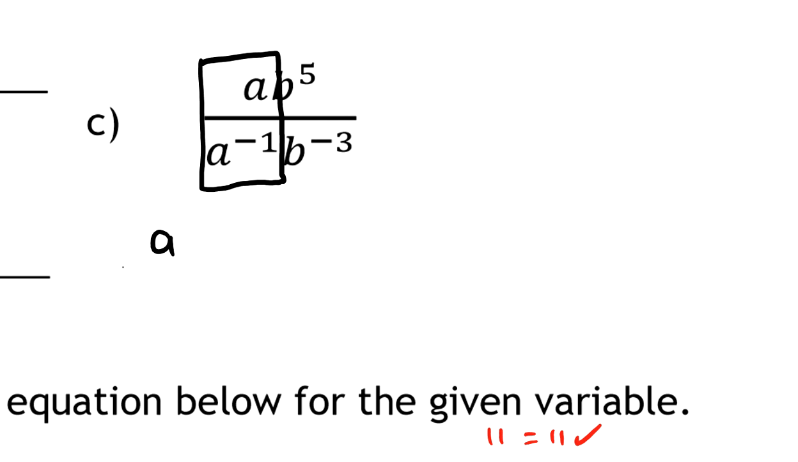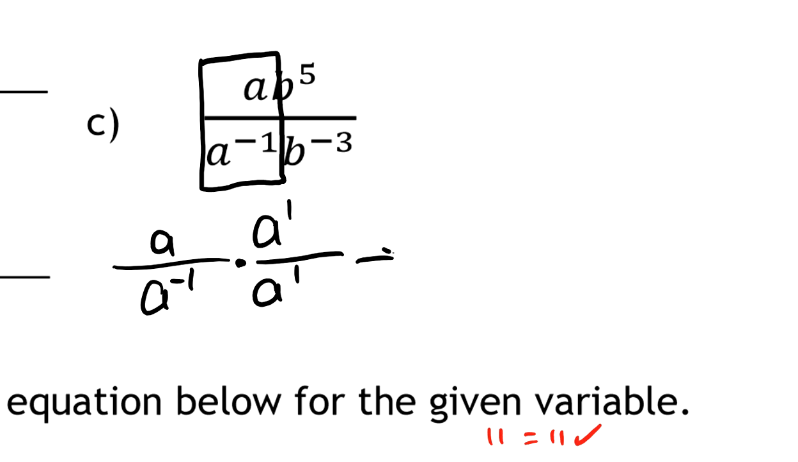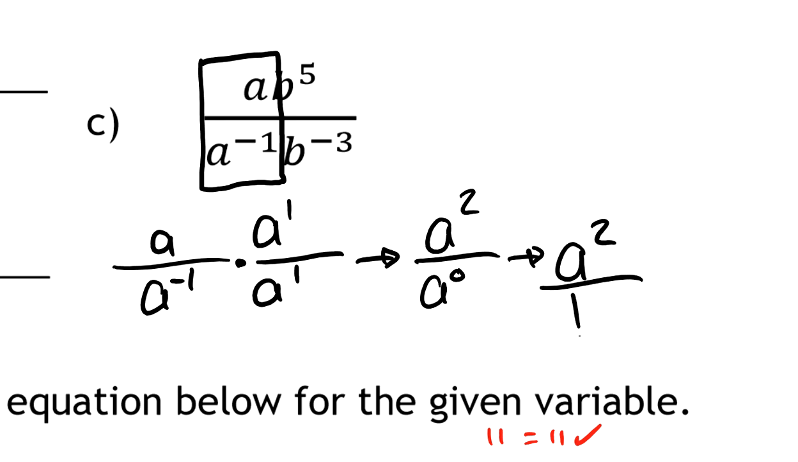So if I'm looking at this a over a to the negative 1, what I'm going to do is multiply this denominator by a to the first, and then I have to put an a to the first up in the numerator as well. So this is just 1 that I'm multiplying by. Again, multiplication by 1 doesn't change anything. It's the multiplicative identity. In my numerator, I've got a to the second power, and down in my denominator, I have a to the 0 power, which is equal to 1. So where we're at so far is there's an a squared over 1 in my answer.